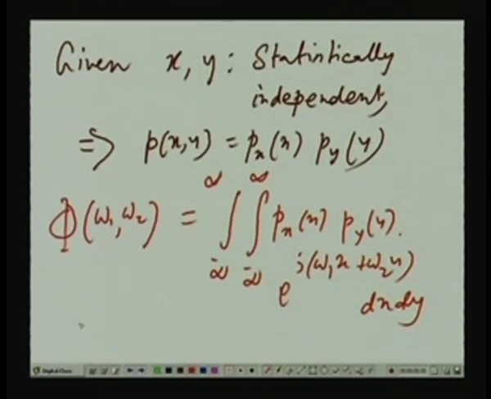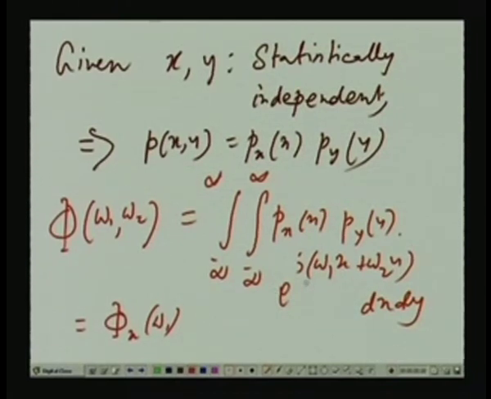Okay. You can separate the integral into two parts, one involving x alone, another involving y. ∫ p_X(x) e^{jω1x} dx will give rise to Φ_X(ω1). I repeat again, if you take out p_X(x), the probability density of x, and e^{jω1x} and dx, take it under one integral from minus infinity to infinity, that will give you Φ_X(ω1).